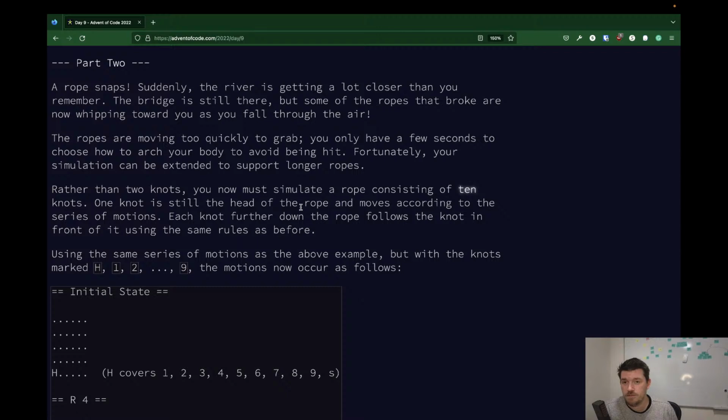Fortunately, your simulation can be extended to support longer ropes. Yes, it can. Rather than 2 knots, you now must simulate a rope consisting of 10 knots. 1 knot is still the head of the rope and moves according to the series of motions. Each knot further down the rope follows the knot in front of it, using the same rules as before. Using the same series of motions as the above example, but with the knots marked H, 1, 2, 3, up to 9, the motions now occur as follows.